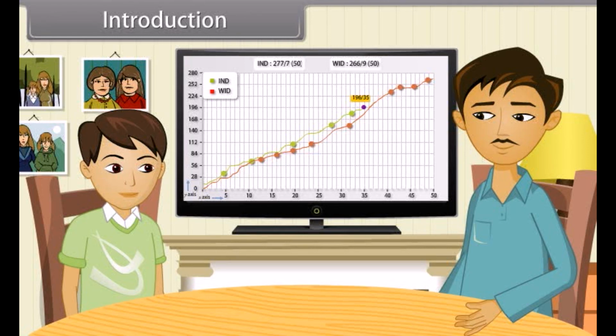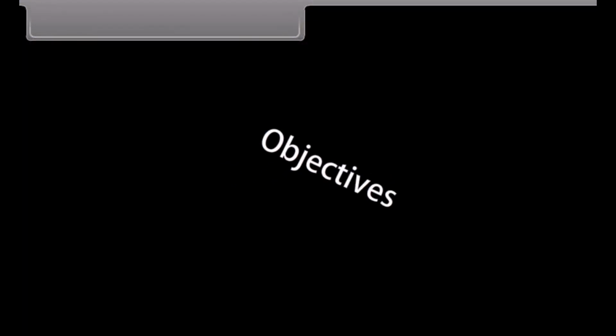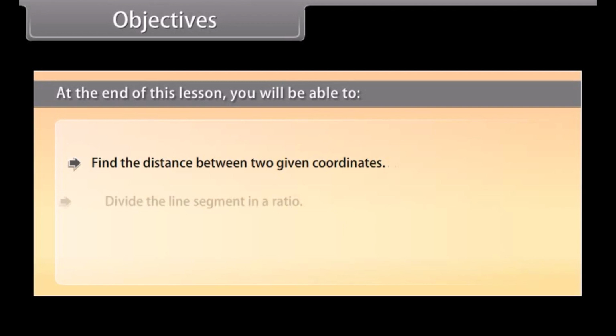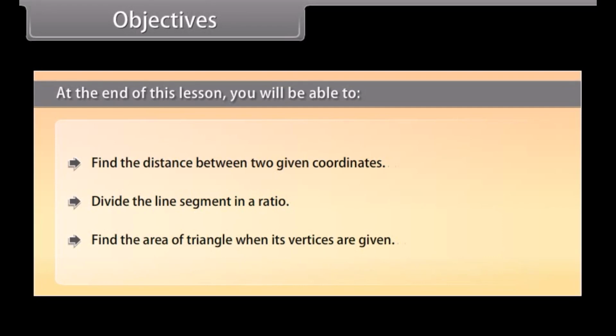Yeah, sure. In this lesson, you will learn the concepts of coordinate geometry. Objectives. At the end of this lesson, you will be able to find the distance between two given coordinates, divide the line segment in a ratio, and find the area of a triangle when its vertices are given.